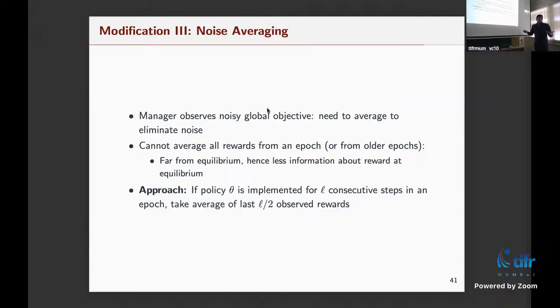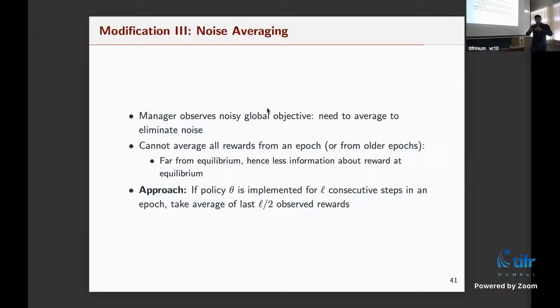So the manager observes noisy rewards. It doesn't observe the true global objective. In a general stochastic multi-armed bandit setting, what we do is take the average of all the rewards till time t for that specific arm. Here we can't do that. We can't average all the rewards from an epoch.